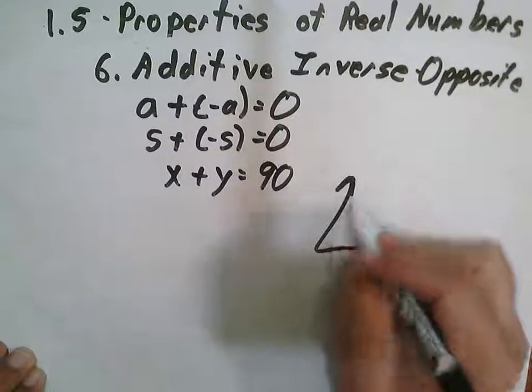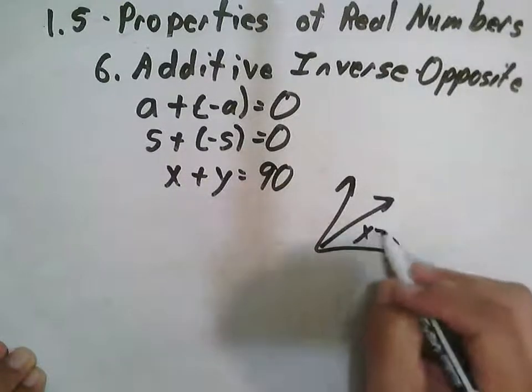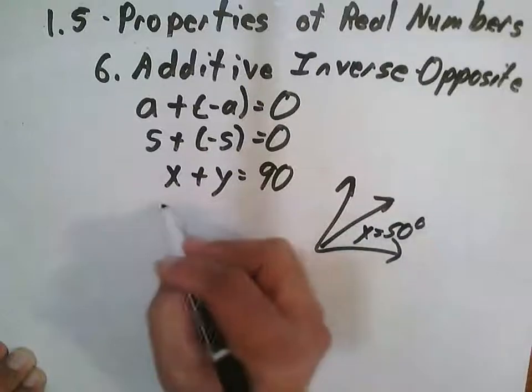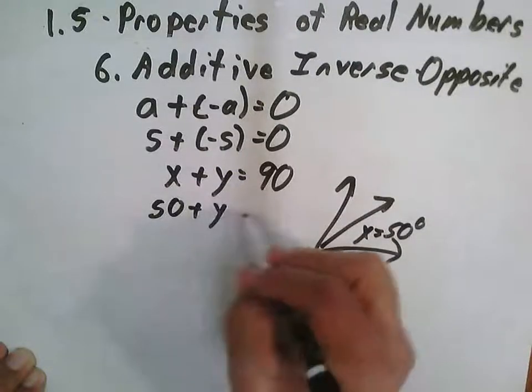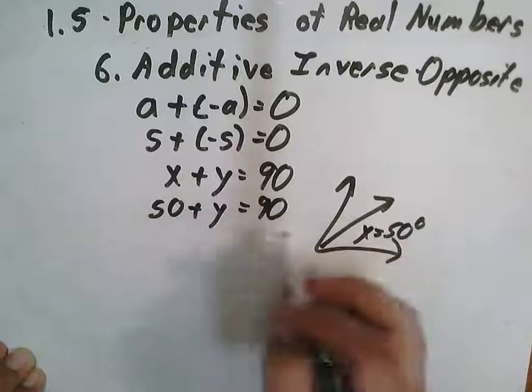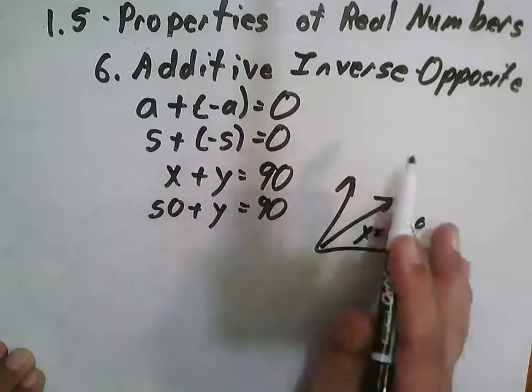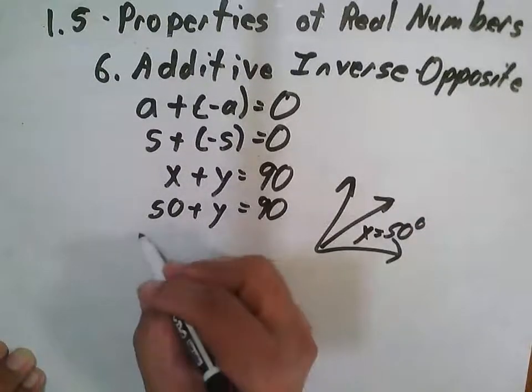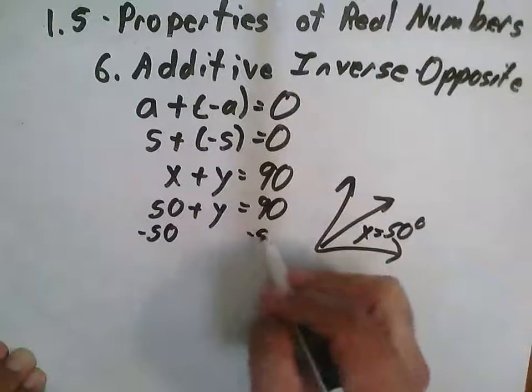Once again, if I go back to my problem, x plus y is equal to 90. And we're going to use the exact same numbers that we just used, that x is equal to 50. Once again, that's going to be 50 plus y is equal to 90. What allows you to move the 50 to the other side is the additive inverse. And all that is telling you is that whatever I do on one side, I do on the other.